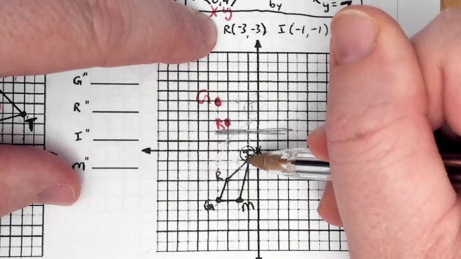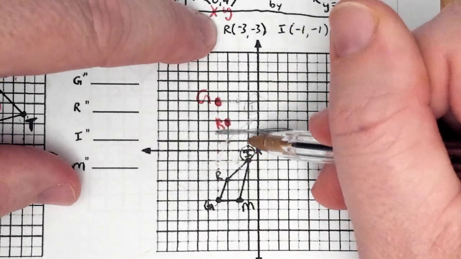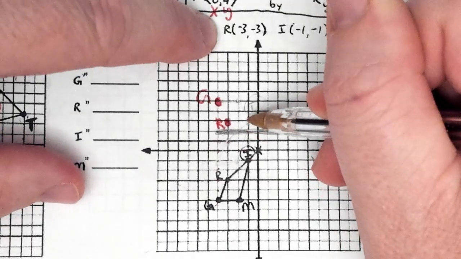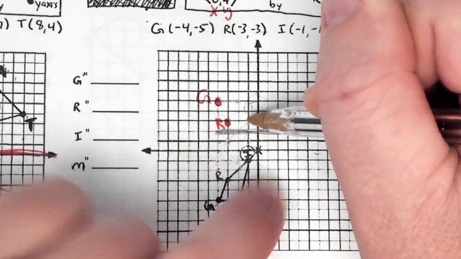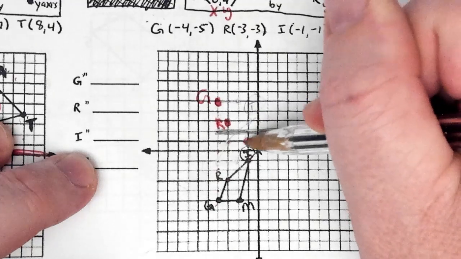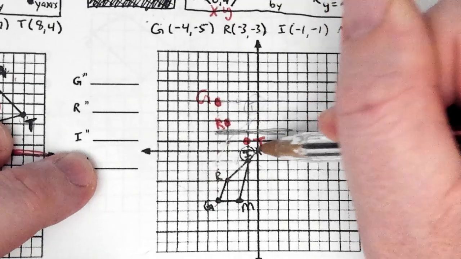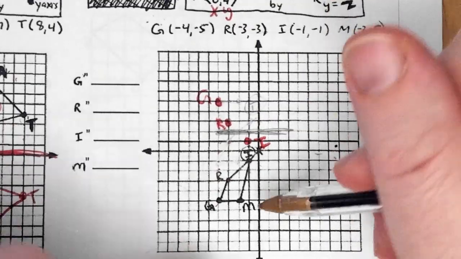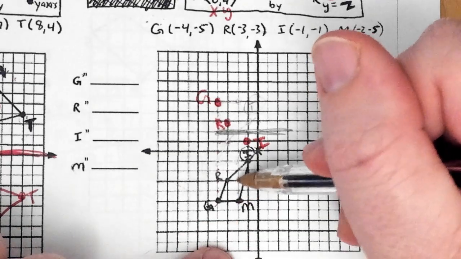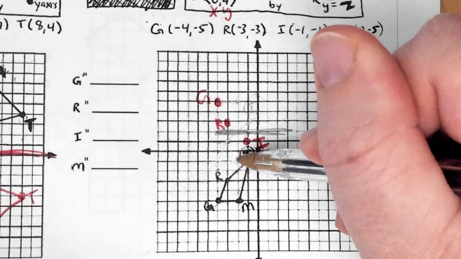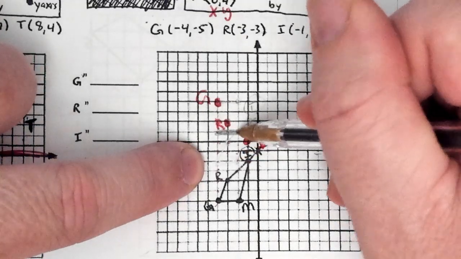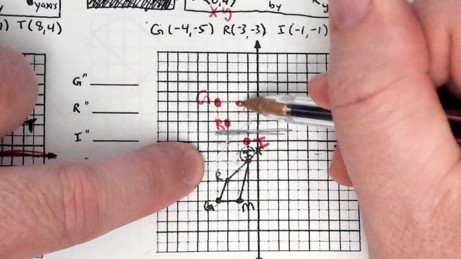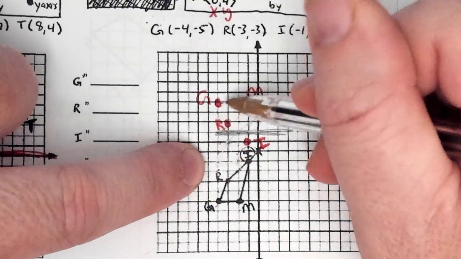Okay, and now let's take I. That is 1, 2, 3, 4. I'm 4 hops away. So I went up 4. And now, how far are you away from this reflection line? That's 1 hop. Go 1 more hop. And there's my I. And then M. Go up 1, 2, 3, 4 hops. Now take this, and we're going to reflect over the line. So that is 1, 2, 3, 1, 2, 3. And that was where M landed.